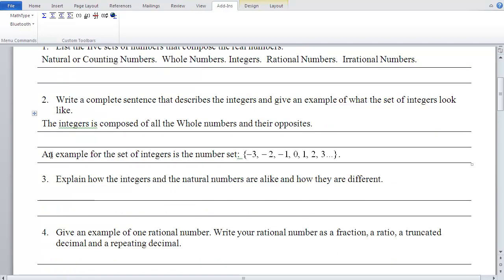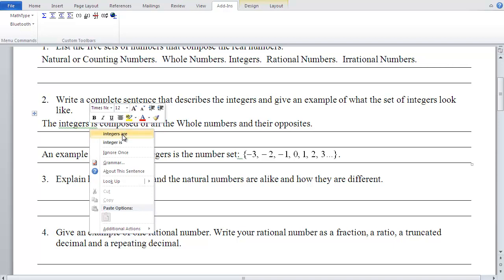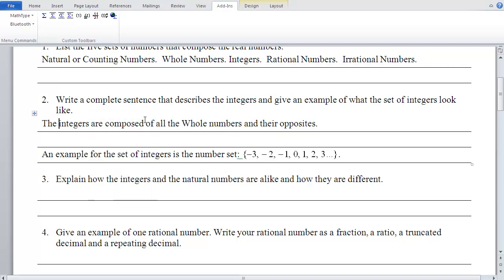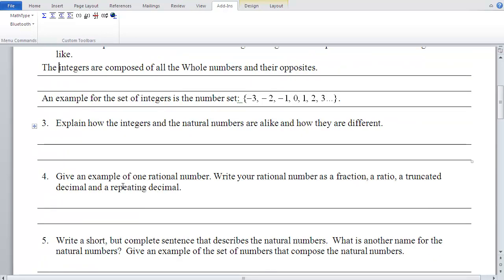Okay, so let's come down here to the number 3 now. Everybody okay with that? I think I spelled something wrong right here. Let me see here. Integers are composed of all the whole numbers and their opposites. Okay, let's go down to number 3. It says explain how the integers and the natural numbers are alike and how they are different. I'm going to let you do that one by yourself, okay?